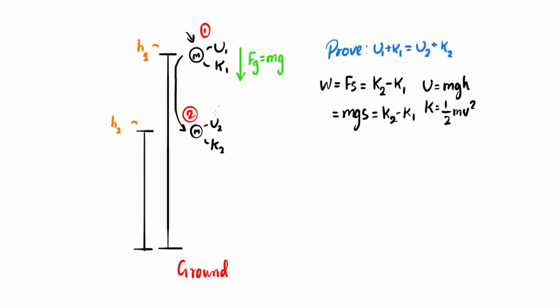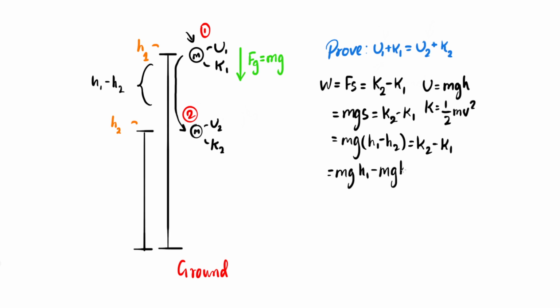There's work done on our object, but what's our displacement? Displacement is h1 minus h2, right? That's the displacement of our object from here to here. So let's write our new displacement: mg times h1 minus h2 is equal to K2 minus K1. Neat. Let's distribute mg into the brackets. That gives us mgh1 minus mgh2 is equal to K2 minus K1.